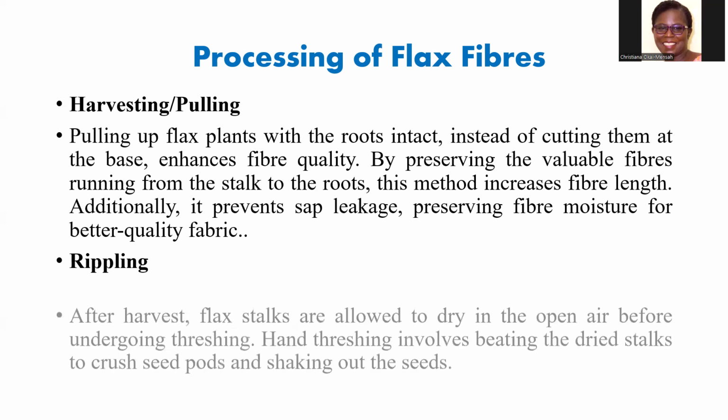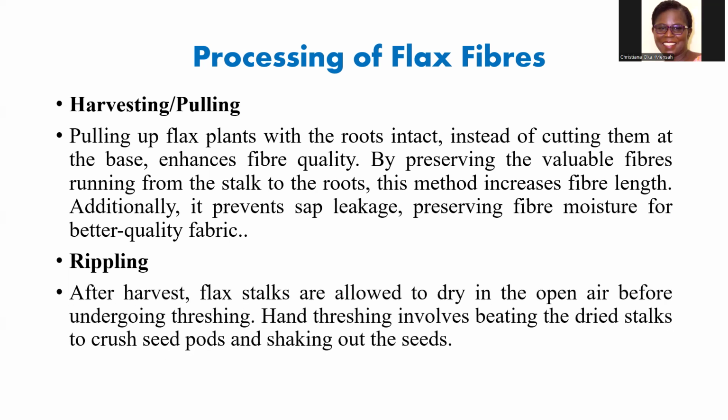So after pulling, we do what is called rippling. And what is rippling? The flax stalks are allowed to dry in the open air before undergoing threshing. Hand threshing involves beating the dry stalks to crush seed pods and shaking out the seed. So we need to shake out the seeds and take away all the leaves, everything remaining the stalk, because that is our focus.